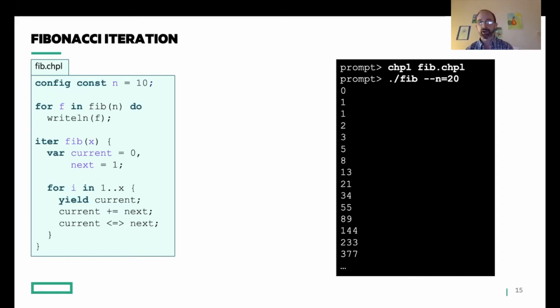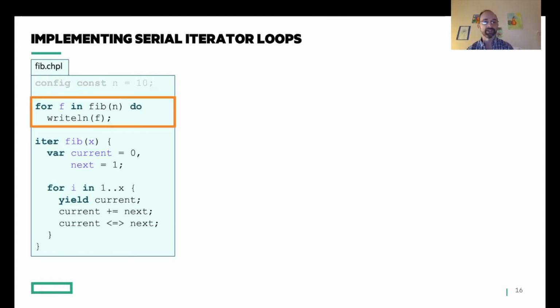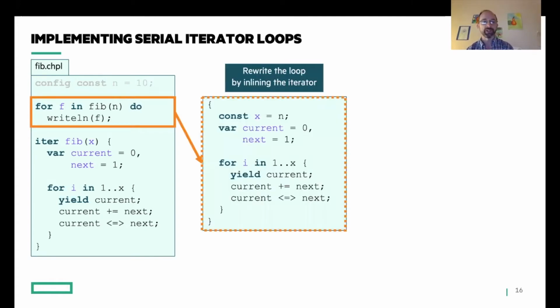And they can do it without incurring performance overhead, which is what I'll show you next. So let's look at how we implement this iterator and this serial loop over it. Focusing in on that loop, the first thing we're going to do is rewrite the loop by taking the iterator body and inlining it.